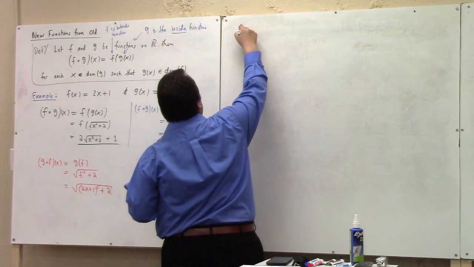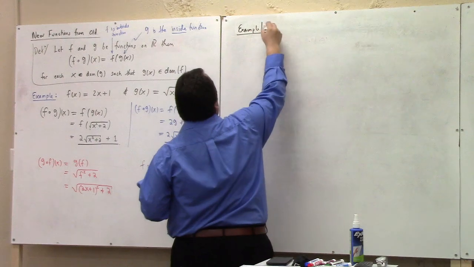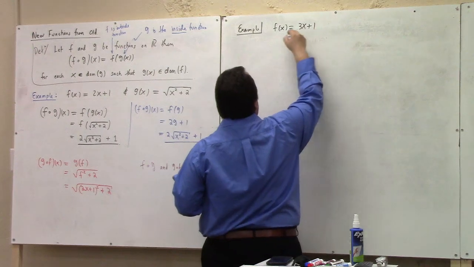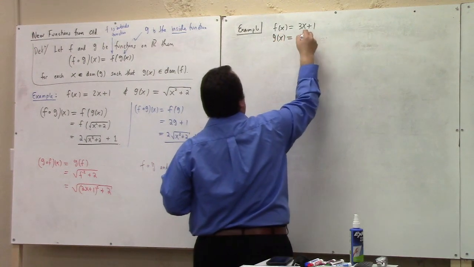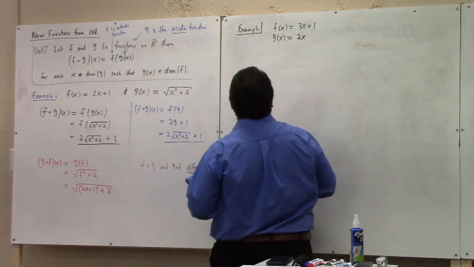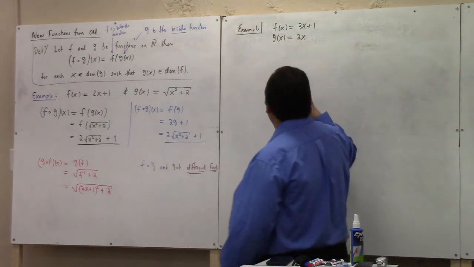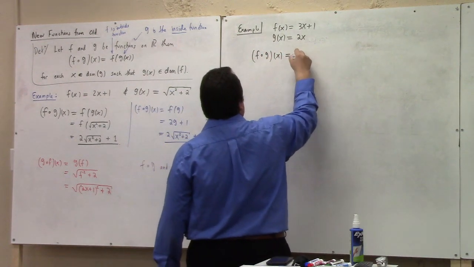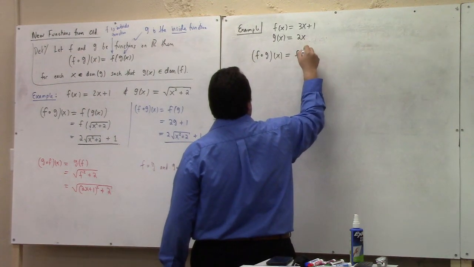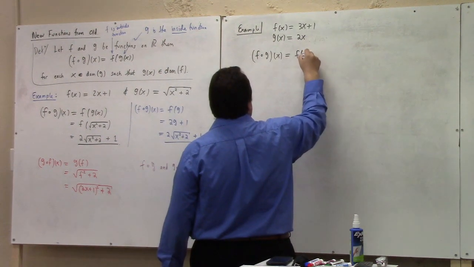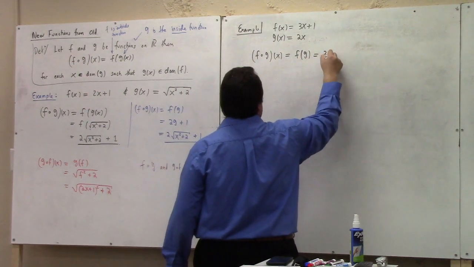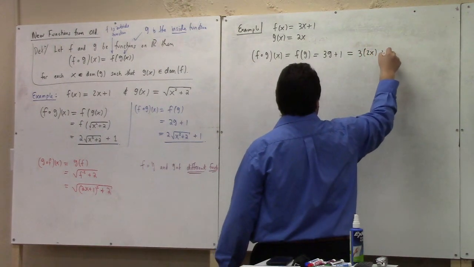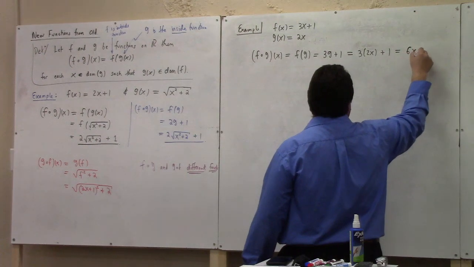Example. Suppose we had f of x equals 3x plus 1 and g of x equals 2x, just like that. We can calculate f composed with g of x. What do we get? So I'm going to think of it as f of g, that's 3 times g plus 1, which is 3 times 2x plus 1 in our current context. So we get 6x plus 1.